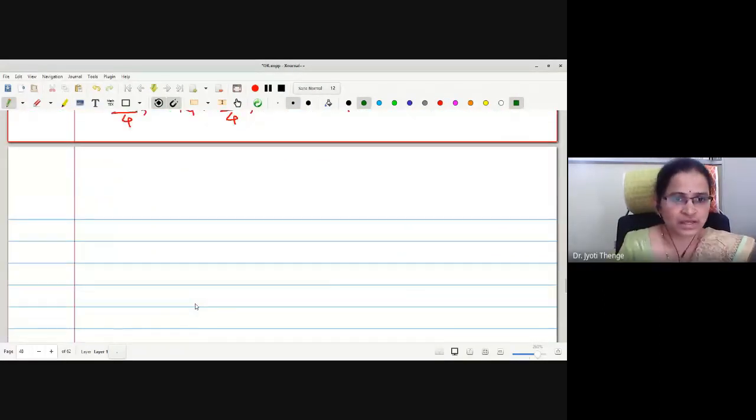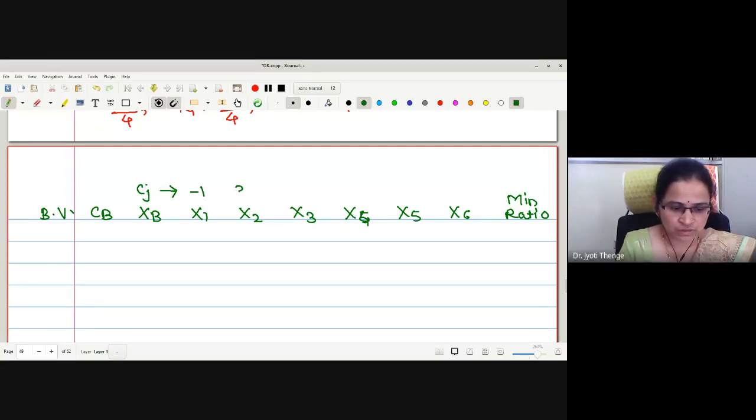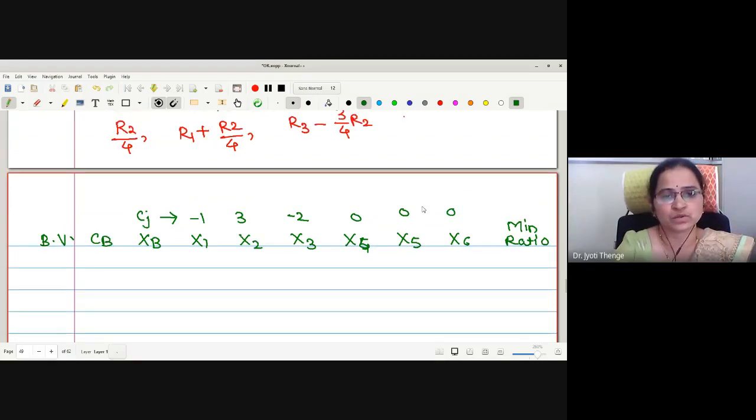You can write one below the other as I have made the partition. I will rewrite the table. Basic variable, CB, XB, X1, X2, X3, X4, X5, X6 and enumeration. The Cj entries are minus 1, 3, minus 2, 0, 0, 0. Now tell me the table entries, the row entries.